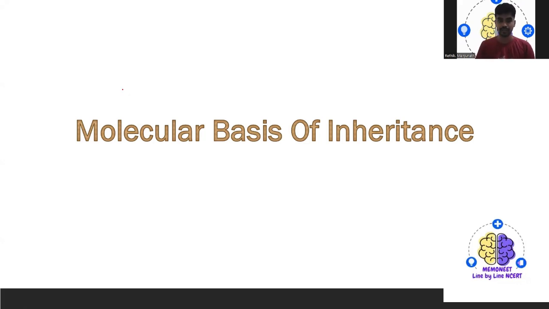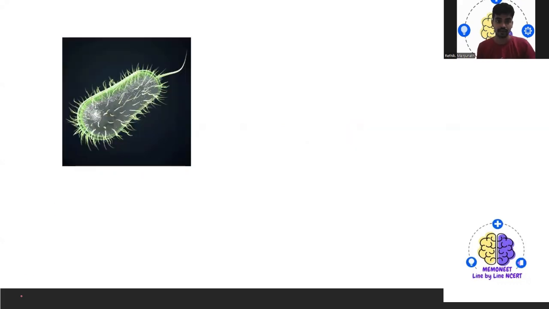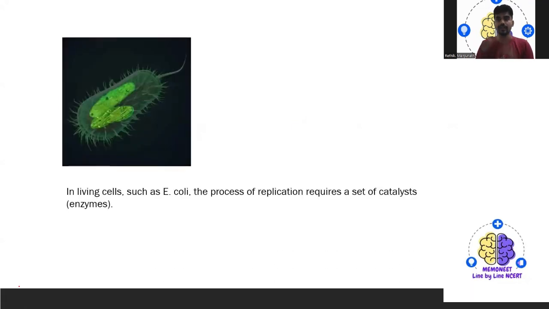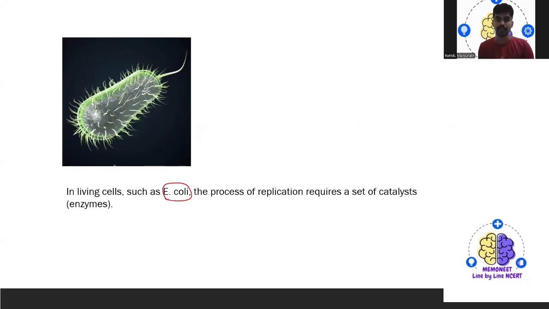In this series, we will be discussing a very important concept: the enzymes which are normally required for replication, transcription, translation, and so on. We are also going to discuss briefly what is meant by transcription. As you can see here, almost all living cells, if we take the example of E. coli, require a set of catalysts for the process of replication, which is nothing but enzymes.